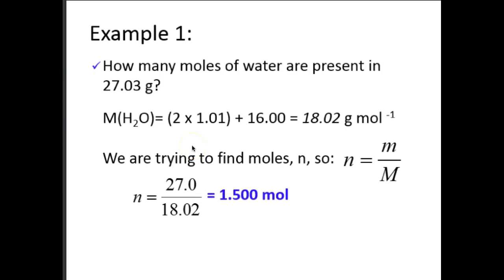How many moles of water are present in 27.03 grams? So we have our equation that we just looked at. N equals M over M. So the number of moles equals given mass over gram formula mass. So the mass is 27.03. And we're going to divide it by the molar mass, which is 18.02 grams per mole. Then you just divide.